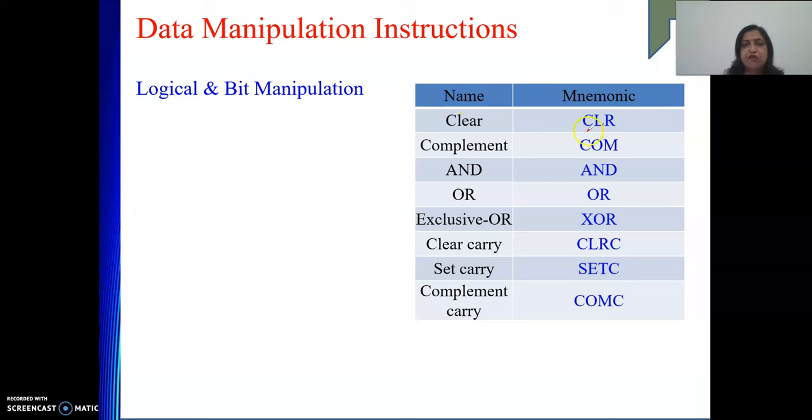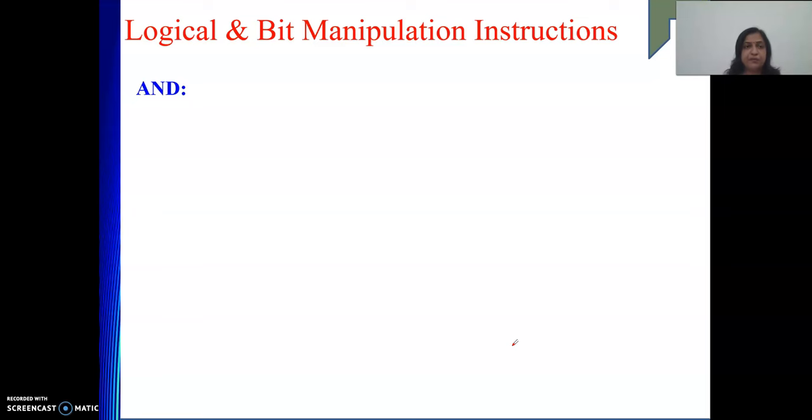This clear is for clearing the contents of a register, making the contents equal to 0. Complement means taking the ones complement. AND, OR, XOR logical operations we know. Where at all we need to apply them, that I am going to discuss. So first coming to your AND operation. The AND operation logic level is already known to us, right? AND operation is used for doing the AND operation between two operands, right?